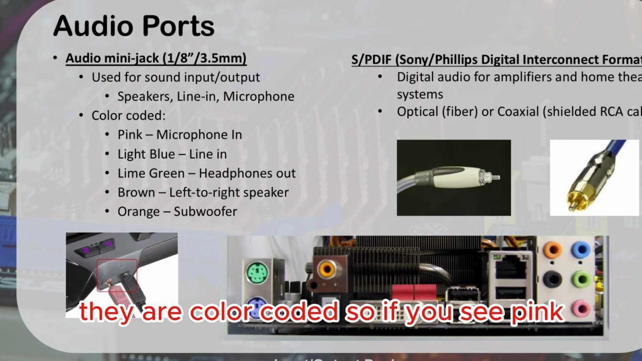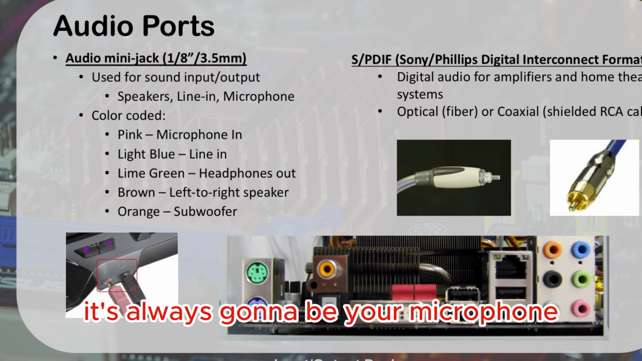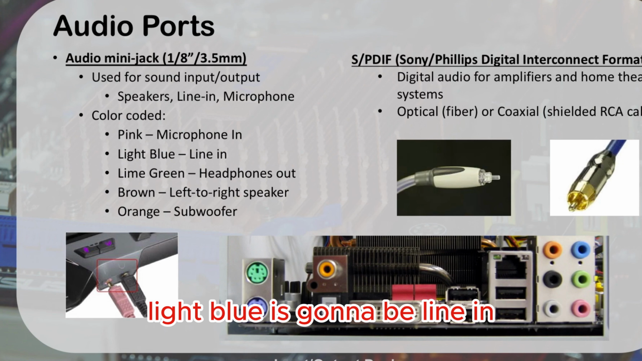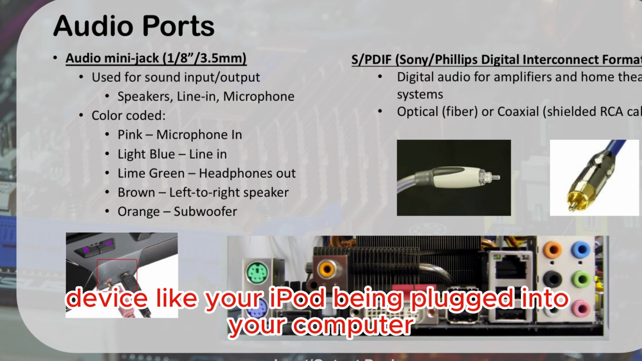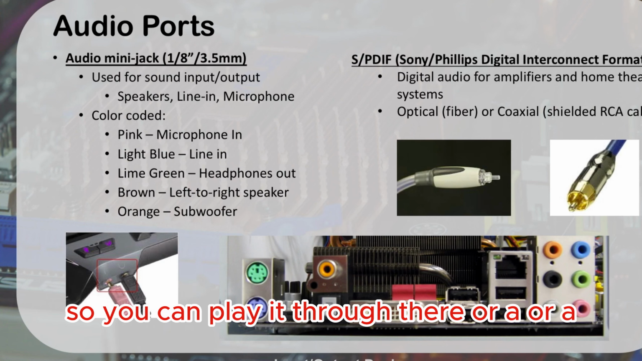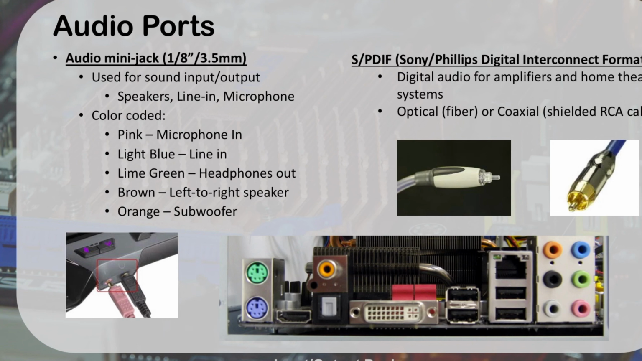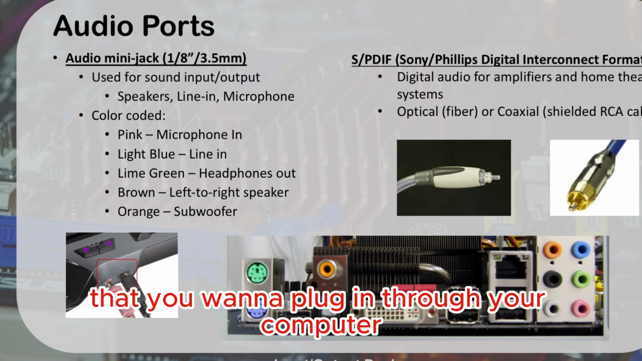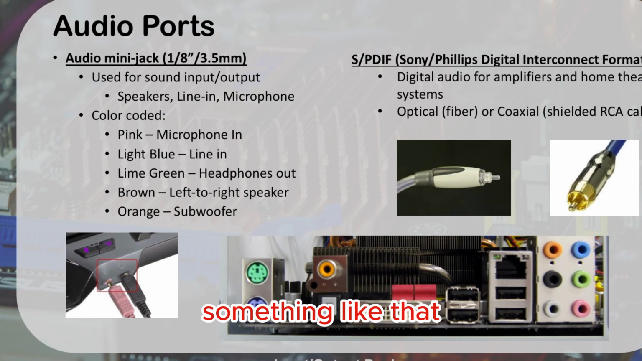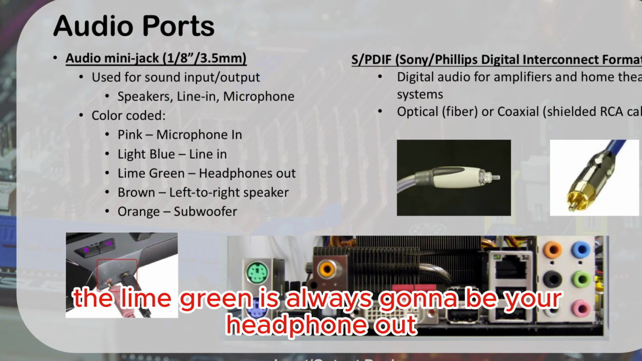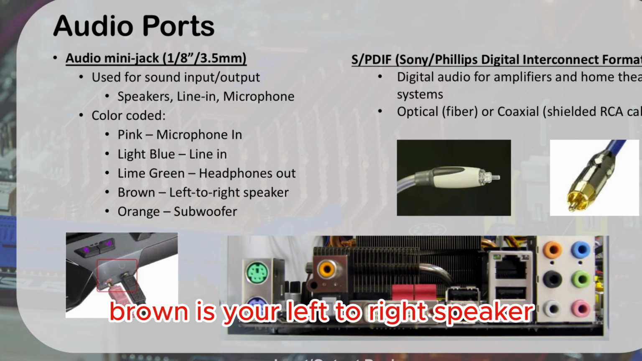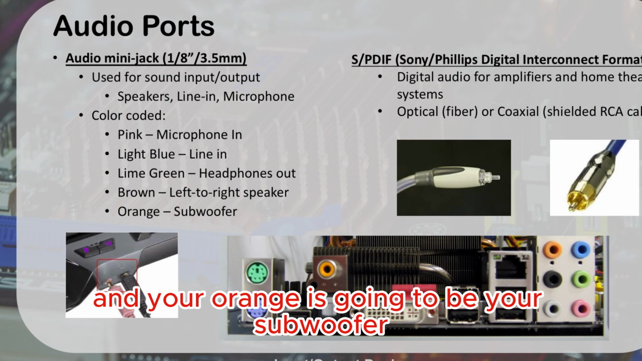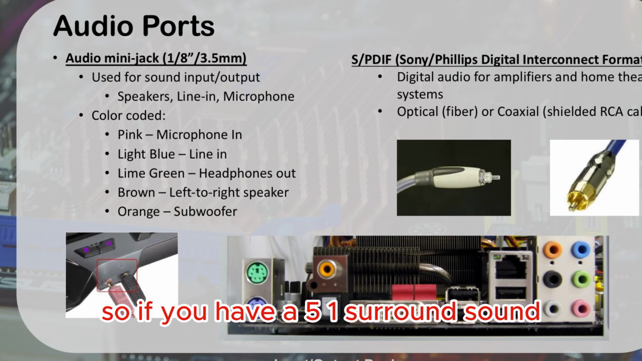They are color coded. So if you see pink, it's always going to be your microphone. Light blue is going to be line in. And line in is usually used for something like a music device like your iPod being plugged into your computer, so you can play it through there, or a stereo receiver that you want to plug in through your computer. Something like that. The line green is always going to be your headphone out. Brown is your left to right speaker. And your orange is going to be your subwoofer, if you have a 5.1 surround sound.